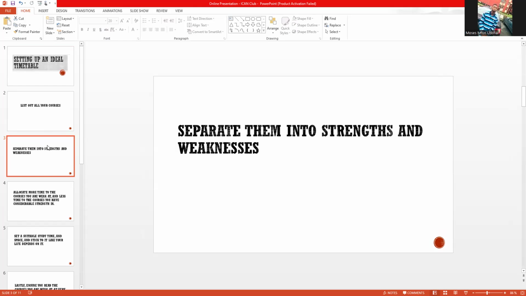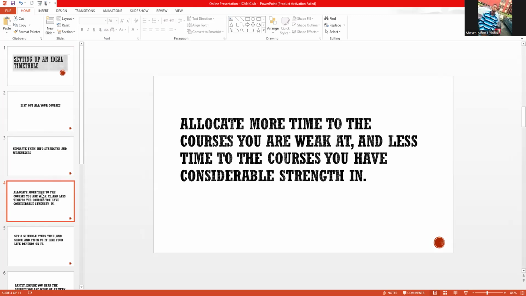Personally, I have more strength when it comes to quantitative courses like calculation courses, and I have less strength when it comes to courses that are very, very theoretical in nature. So what I do is allocate more time to the courses that I am weak at and allocate less time to the courses that I have considerable strength in.